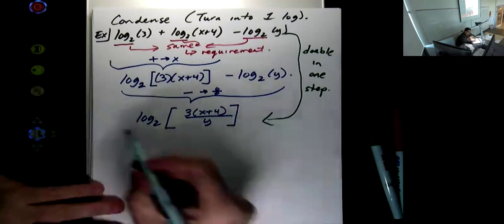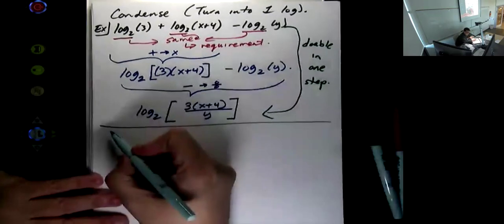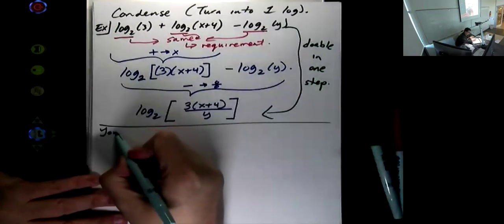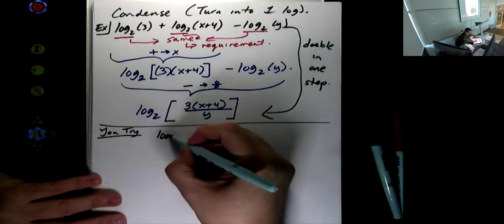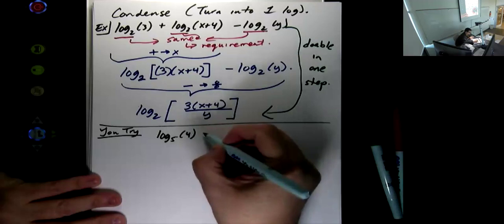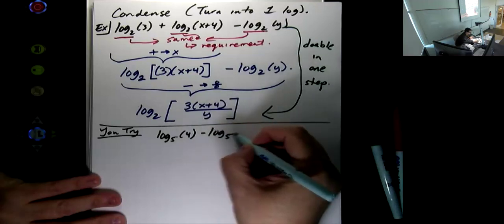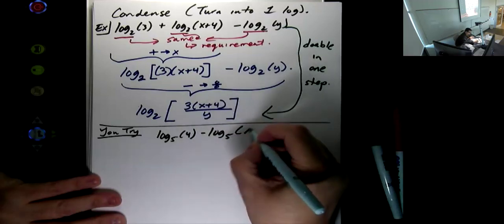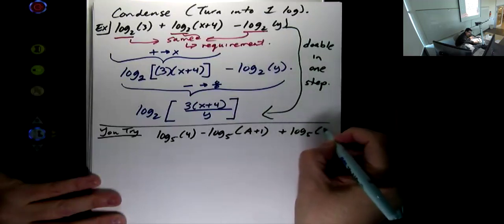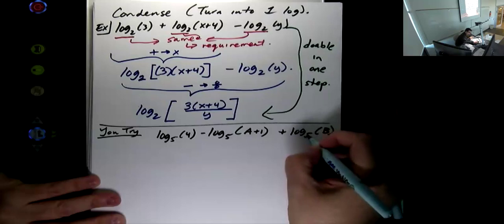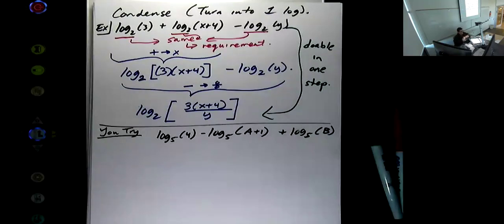Let me give you guys one to try. Using this same approach, you can see what we had here. You try: log base 5 of 4 minus log base 5 of (a plus 1) plus log base 5 of b. Try to condense that into one.